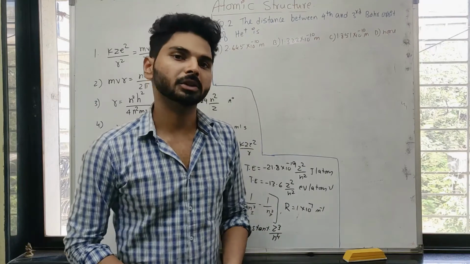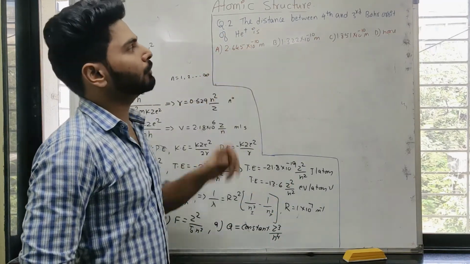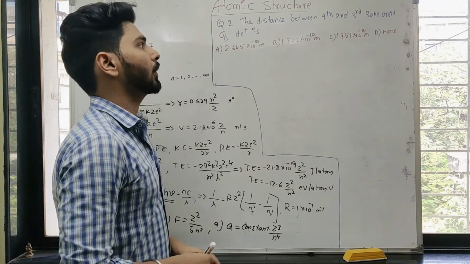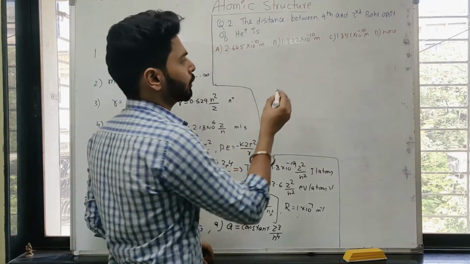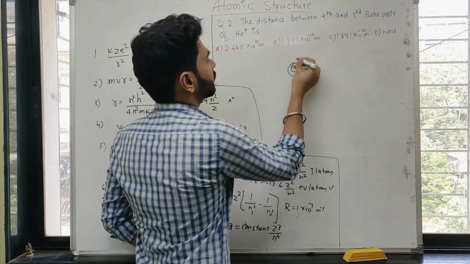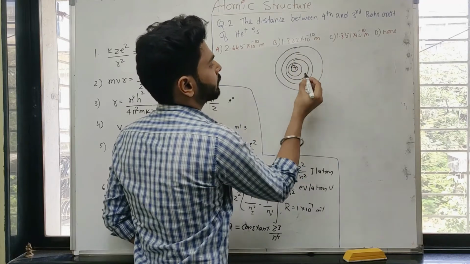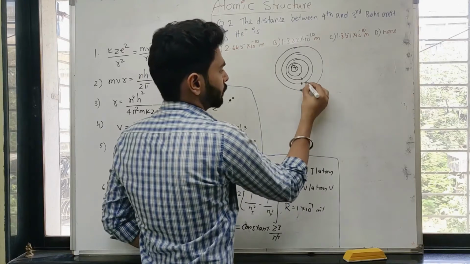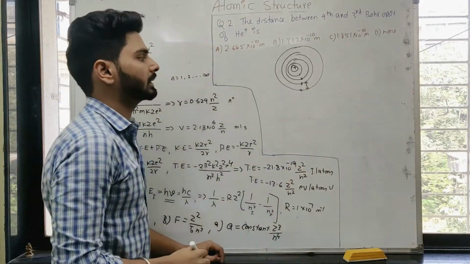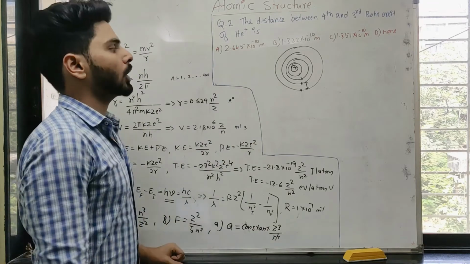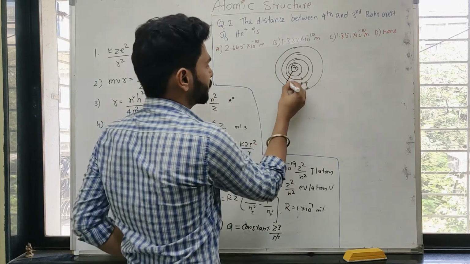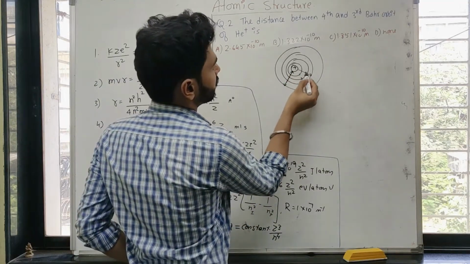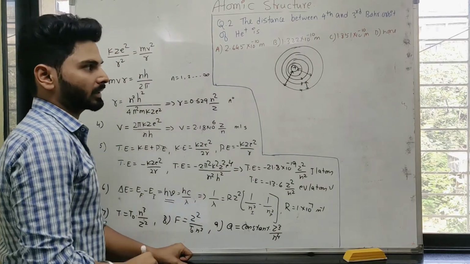Now let's solve the next question. The distance between the 4th and 3rd Bohr orbit of helium plus is? We want to check the distance between the 4th and 3rd Bohr orbit. There are many orbits, n equal to 1, 2, 3 and 4. So we want to calculate the distance between these two. What we can do is measure this distance and this distance, then we can subtract that.